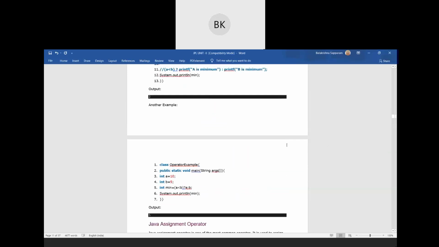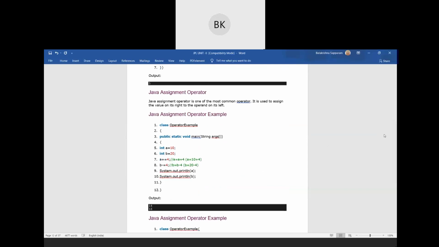Next, coming to the assignment operator. Here I said that the assignment operator is used for shortcut operators. Shortcut operators means a plus equal to 4. What's the equivalent of a plus equal to 4? Simple, we have to write it as A is equal to A plus 4.